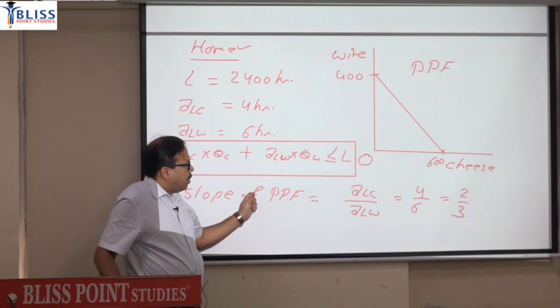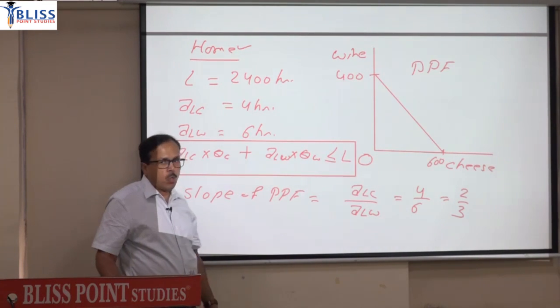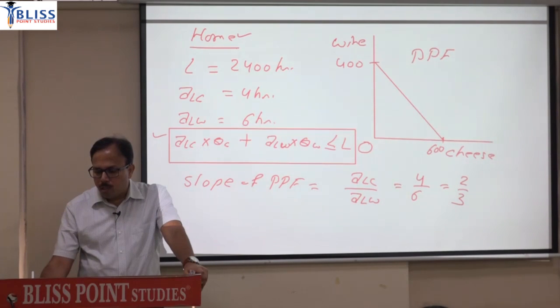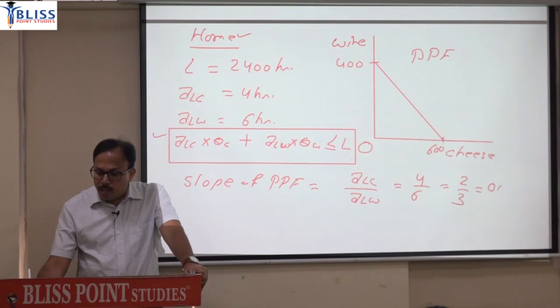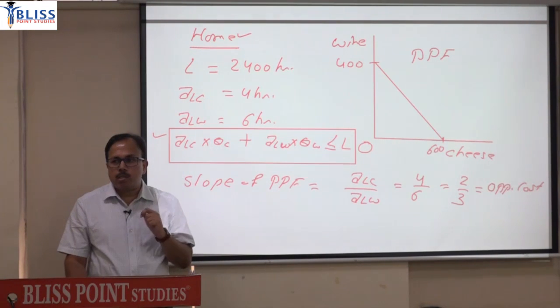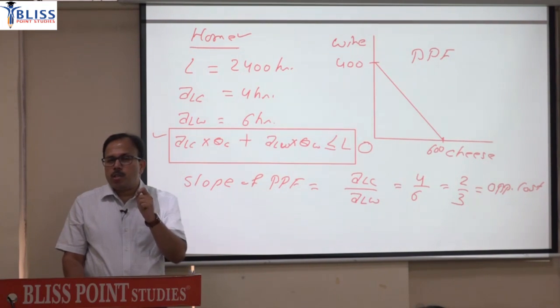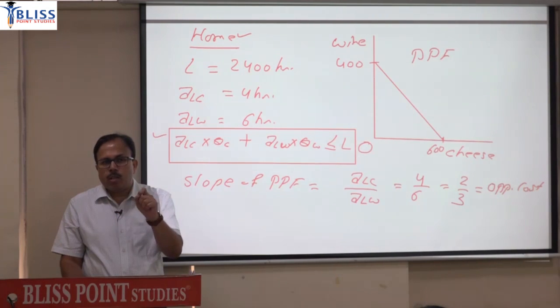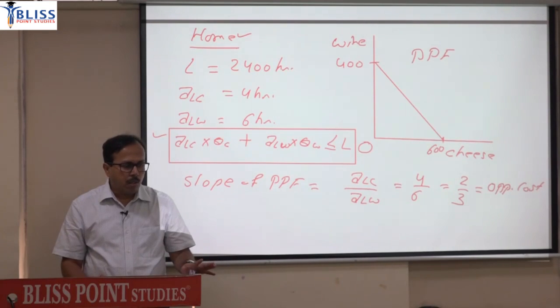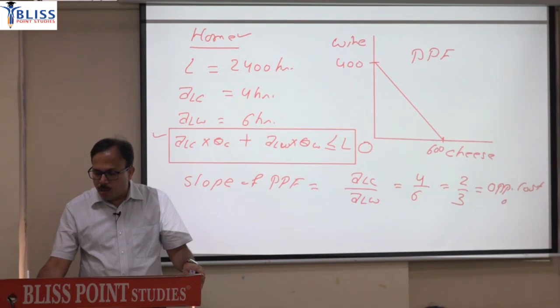क्वेश्चन ये बनता है कि what is the meaning, significance of this slope. स्लोप मेजर क्या करता है? Slope of production possibility curve is 2/3. So what does this value calculate? This value calculates opportunity cost. Opportunity cost of what? Opportunity cost of that product which you will write on x axis. अपने एग्जाम्पल में आपने जो भी लिखा हो. So this is measuring the opportunity cost of cheese.